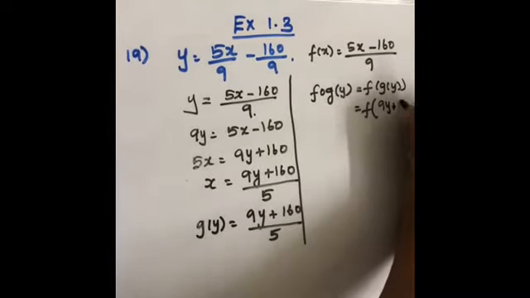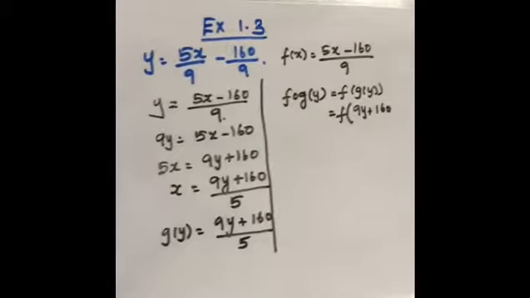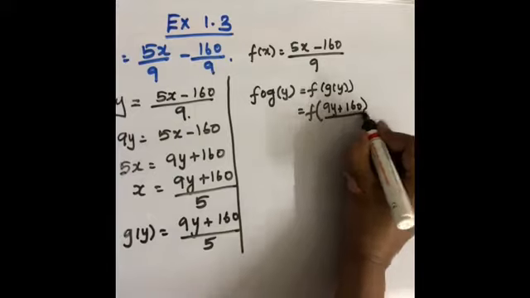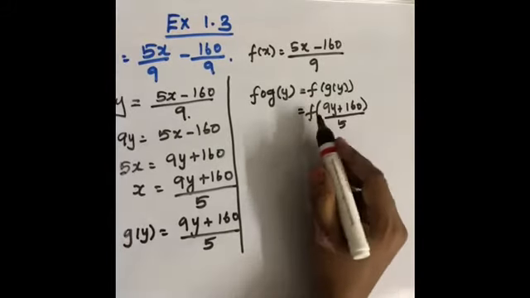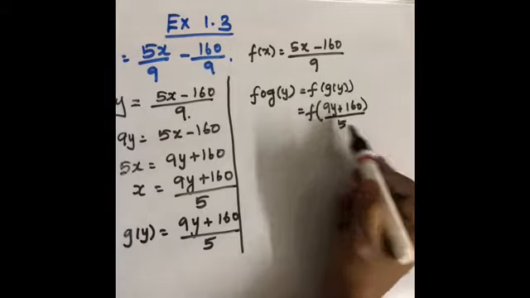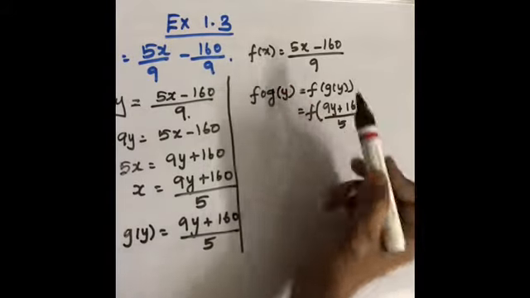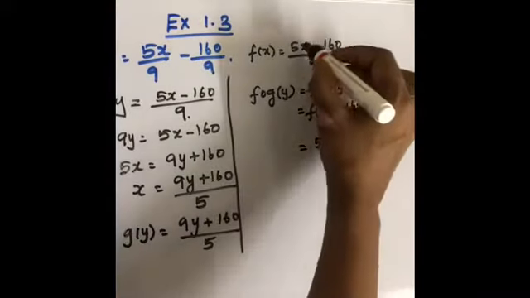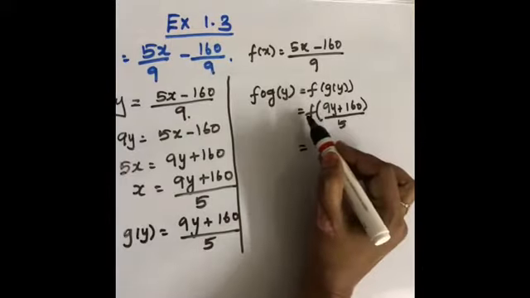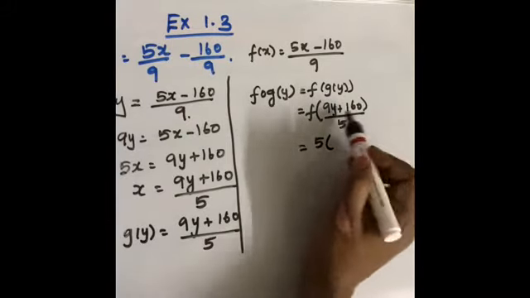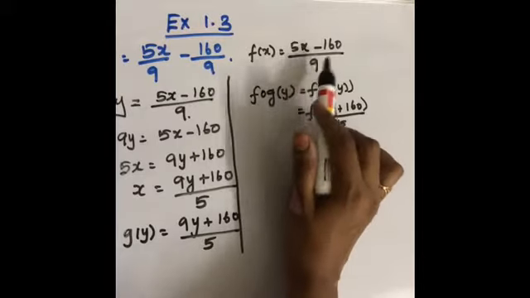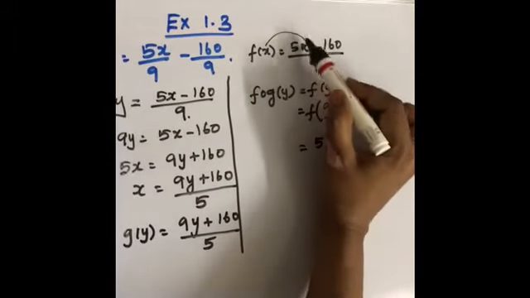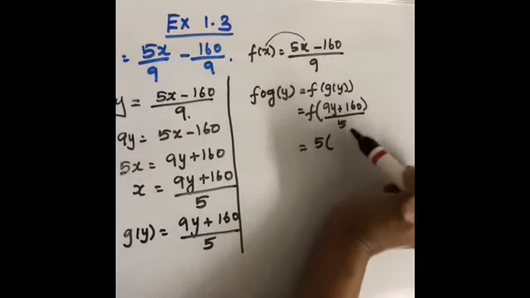9y plus 160 divided by 5. So, f of 9y plus 160 divided by 5. F of x, in terms of f of x, if I write it, 5 into, instead of x, I have to write this function. Okay, f of 9y plus 160 divided by 5, but f of x is equal to 5x minus 160 by 9. So, here instead of this x, I have to write this whole element.